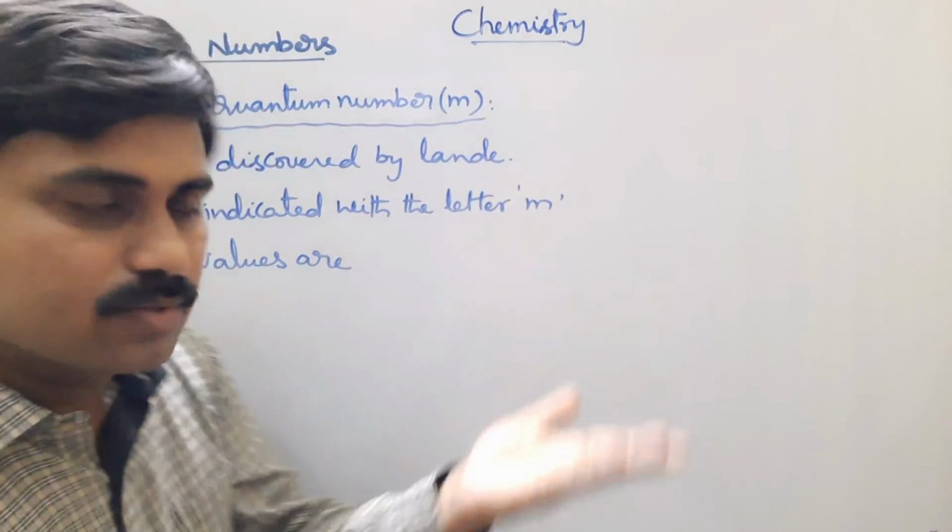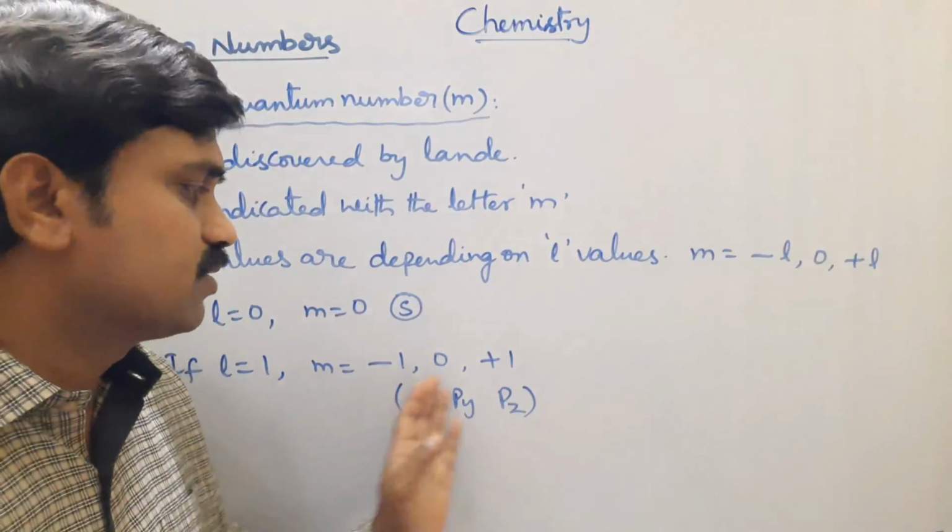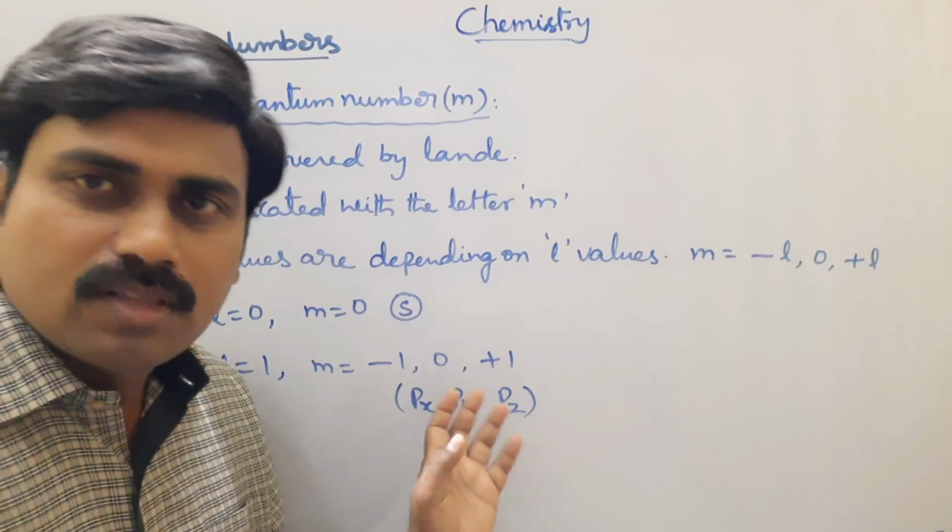If L equal to 1, m has 3 values: minus 1, 0 and plus 1. These indicate the Px, Py and Pz orbitals. So these 3 are degenerate orbitals. Degenerate orbitals means maybe Px value you can take plus 1, Py value minus 1 and Pz value 0. That's why these 3 orbitals are degenerate orbitals. So these values are not fixed; they are variable with respect to the orbitals.